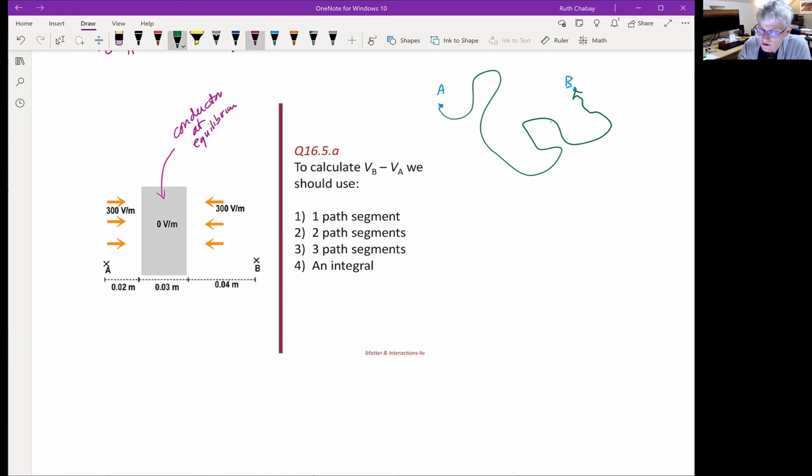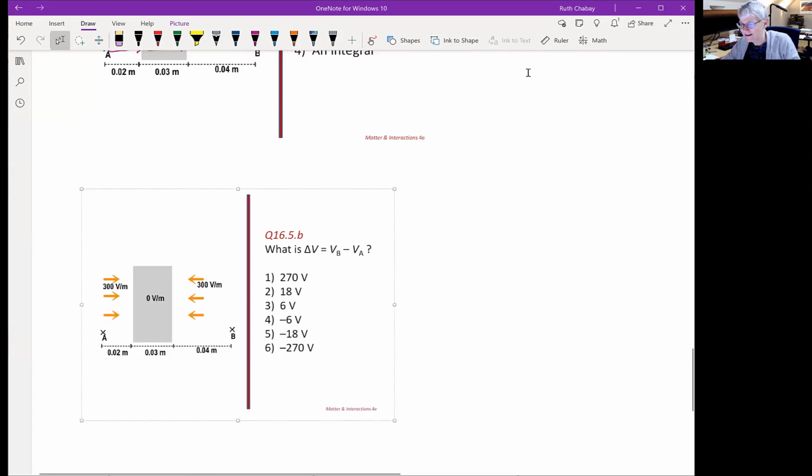Yeah, okay, so in that case, we do need 3 segments, don't we? We need to go to the edge of this conductor, then we need a segment that goes across the conductor, and then we need to go from the other edge to B, because we have 3 different values of electric field that we have to use. Okay, given that, what's the answer? Number going from A to B.